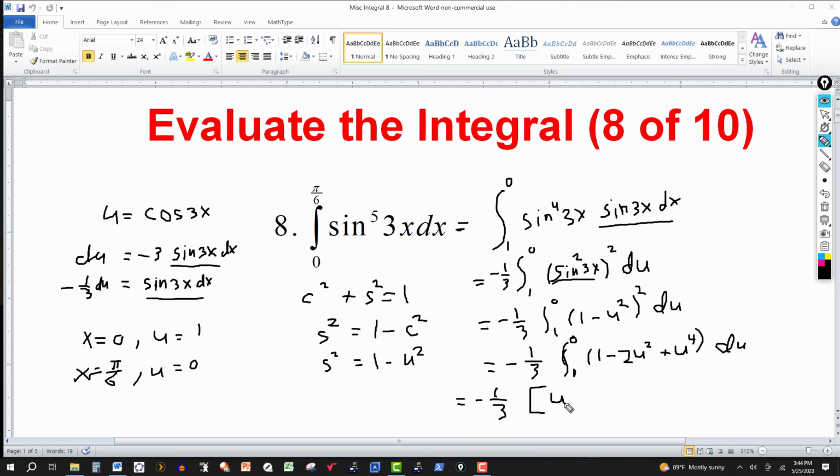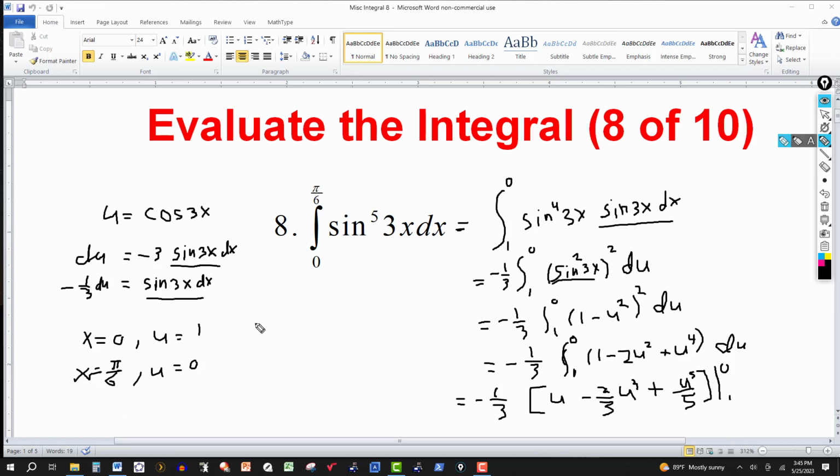So this will be u here minus, add 1 to the exponent there, u squared, we get u to the 3rd. Then we divide by that, get a minus 2/3 here. Plus, add 1 to the 4 there, for the u to the 4th, we get u to the 5th. Divide by that, we get this. And then now we're going to use the limits. So the limits of integration will go from 1 to 0. So let me continue over here. This will be minus 1/3.